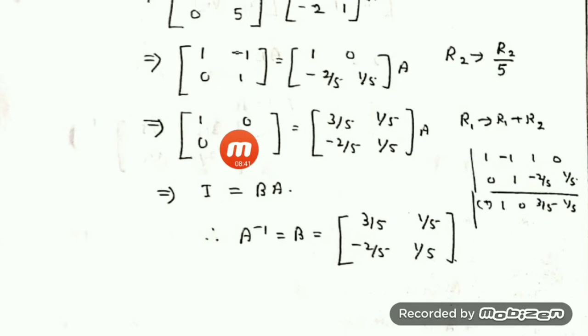Now you see, it is converted to I, and immediately it is changed to a new matrix B. So this can be written as I is equal to BA. So the inverse of A is B, which is this matrix. This completes the solution of the first question. Now let us do the same question by using column transformation.